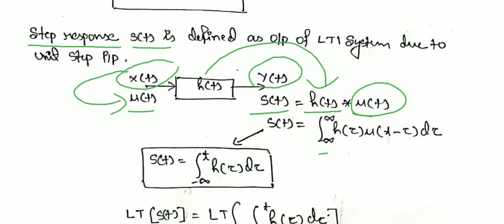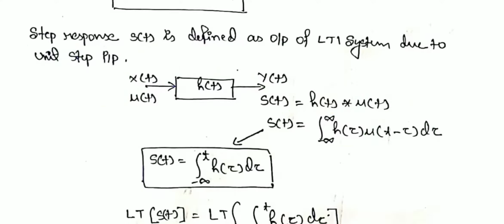and it changes the limit of the signal. Then the limit becomes minus infinity to t. Therefore, in the time domain we have already discussed that the step response is nothing but the integral from minus infinity to t of h(tau) d tau.